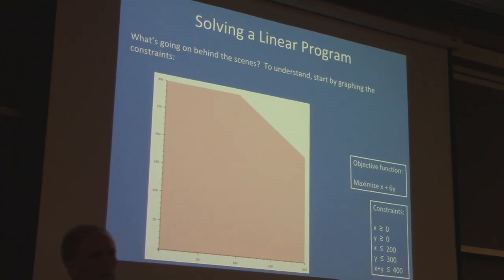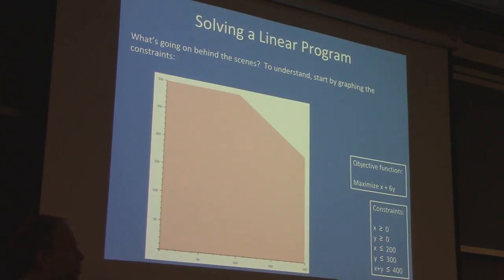Right. Now, the feasible region could be empty. How would you come up with an empty feasible region? Say x has to be greater than 300. Right, we could add, like, x has to be greater than 300 or something. You could add so many constraints that there are no points that satisfy all the constraints. In that case, the linear program has no solution.